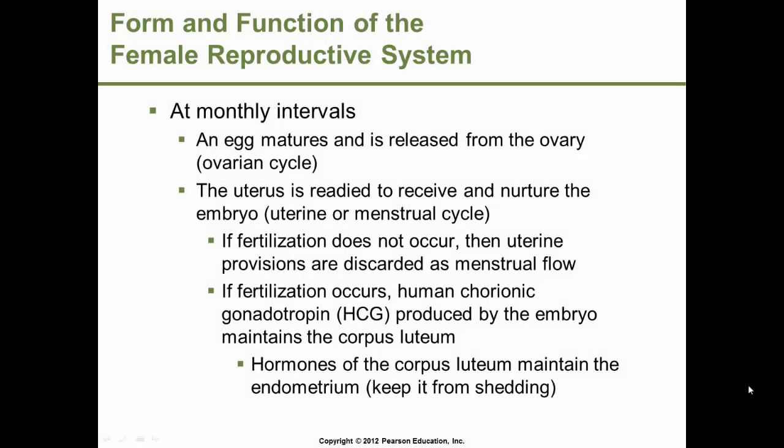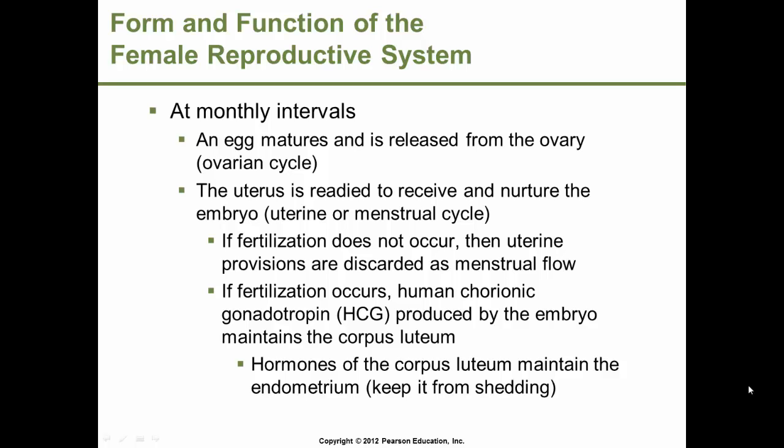At monthly intervals, an egg matures and is released from the ovary, and this is known as the ovarian cycle. The uterus is ready to receive and nurture the embryo, the uterine or menstrual cycle. If fertilization does not occur, then the uterine provisions are discarded as menstrual flow.